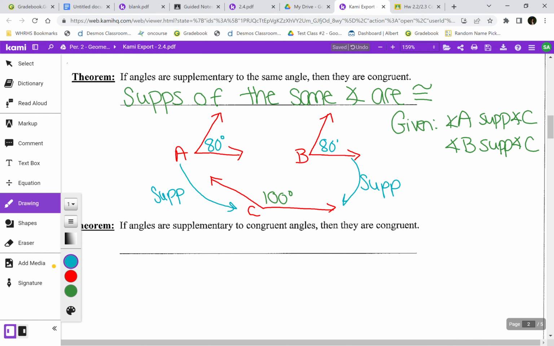So what does this theorem say? This theorem tells us if we have two angles, for example, A and B, and they both have the same supplement, they're both supplements to that same angle C, A and B have to be congruent. Does that make sense to everybody? Okay. Next one.